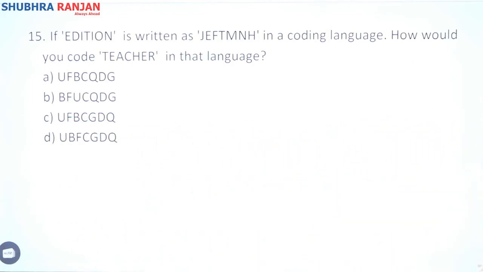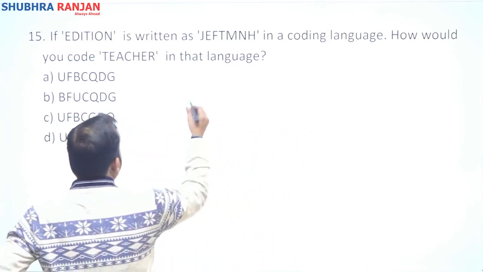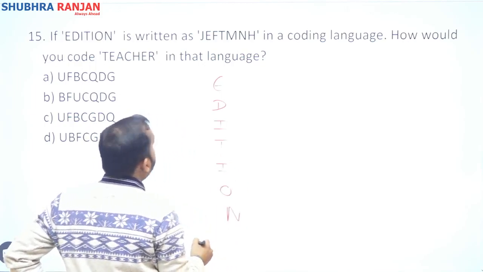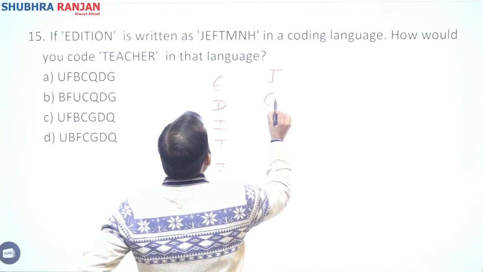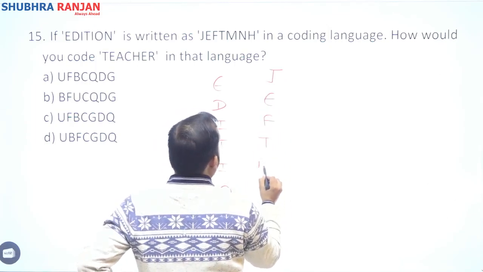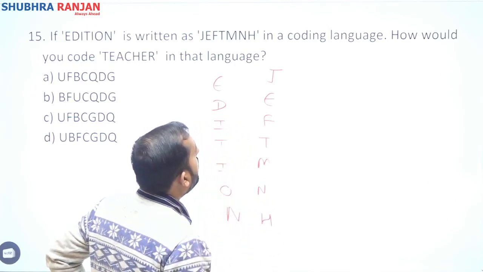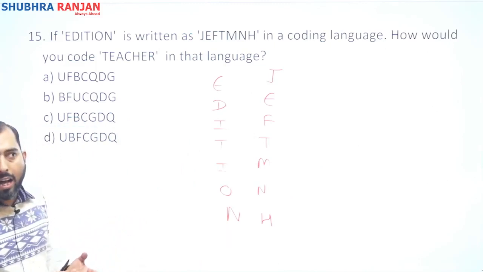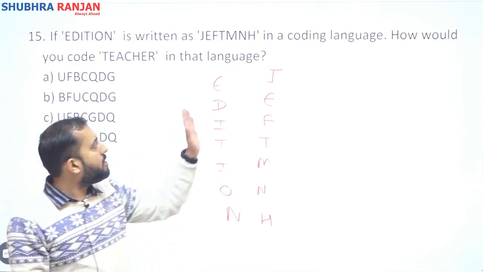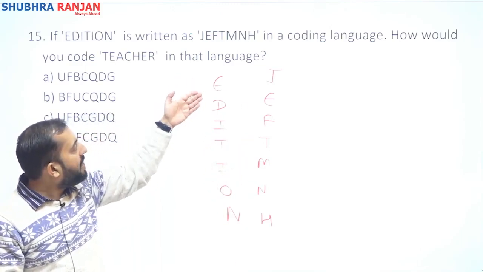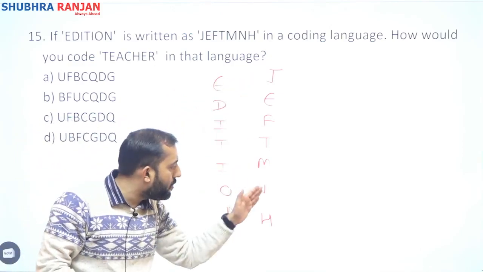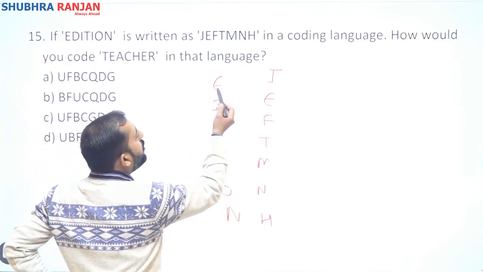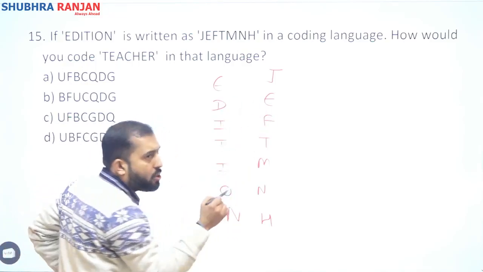Okay guys, let's solve this question together, everybody. First thing, addition. E-D-I-T-I-O-N. Right? Addition has been written as J-E-F-T-M-N-H. Do we have something else? No. Listen. First of all, what I'll do, I'll write down their alphabetical position. I'm damn sure this is not type 1. Because every letter of the original word is not present in the coded word. Second thing is direct coding, na? Direct replacement. So E is replaced with G. I don't have any link which proves that this is direct coding or direct replacement.